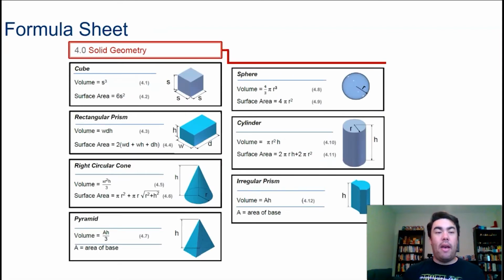So you do have access to a formula sheet, and the formula sheet has these volume and surface area equations on them for you. For cube, rectangular prism, right circular cone, pyramid, irregular prism, cylinder, and sphere.